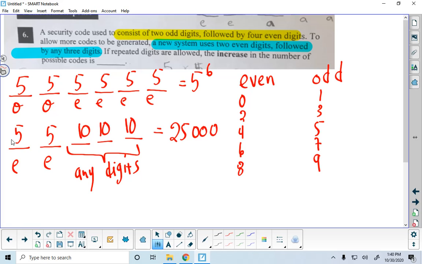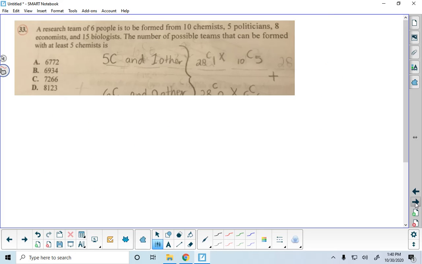The question was, how many additional codes would be possible under the new system? So what you are going to have to do is take 25,000 and subtract whatever 5 raised to the 6 is. And that's going to give you the answer. It looks like you had a good head start on this, and I think I see where the mistake was made, and we'll get to it in a second.